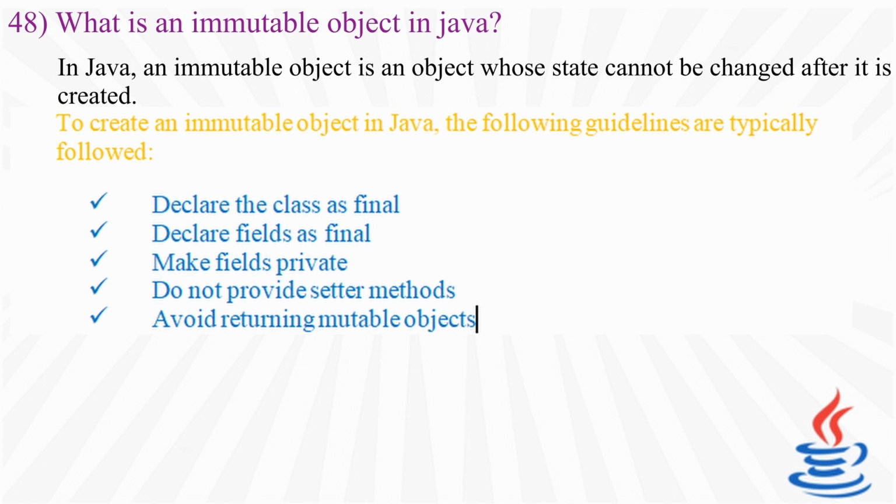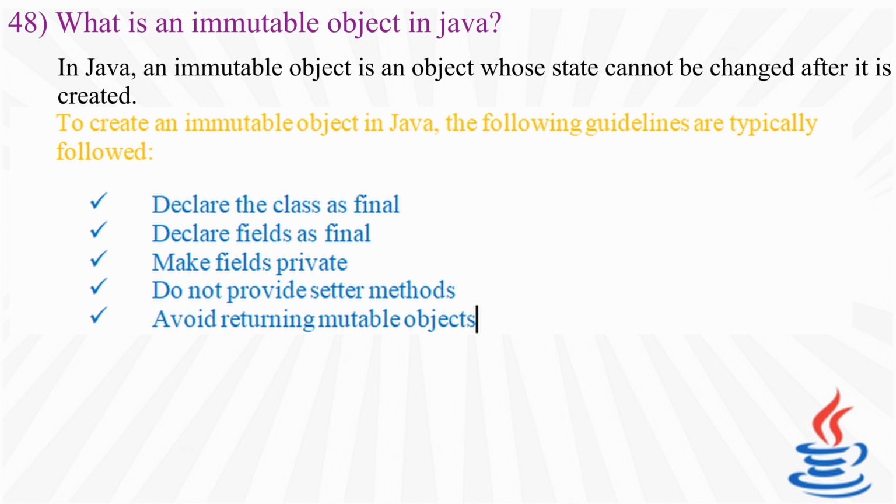So, the first point is declare the class as final. By declaring the class as final, it cannot be subclassed and its behavior cannot be modified. And the second point is declare fields as final. All fields within the class should be marked as final, ensuring that their values cannot be changed once set. Third point is make fields private.